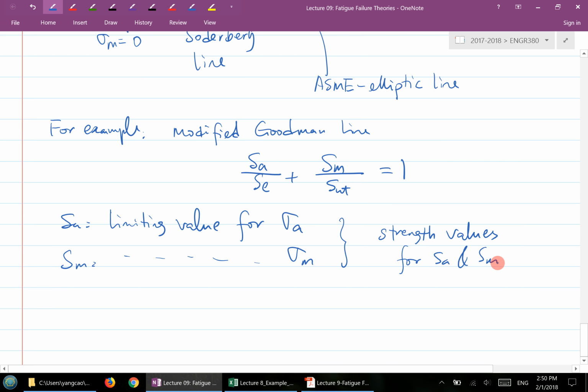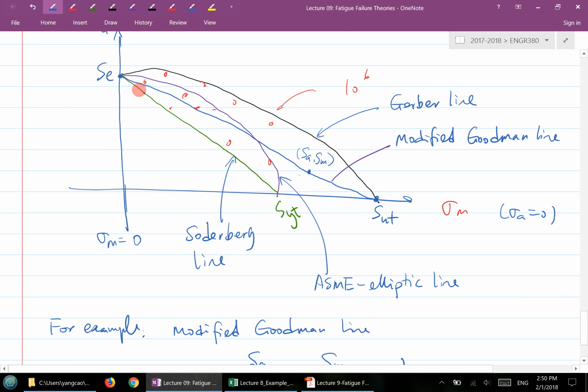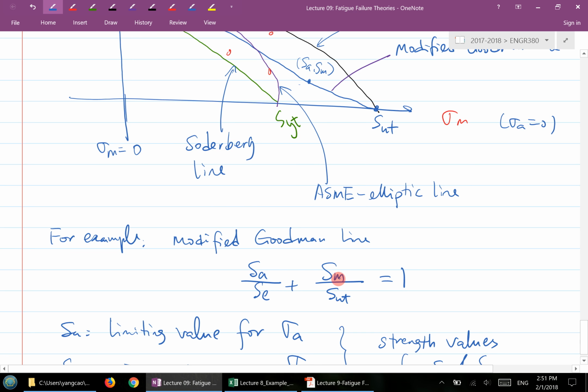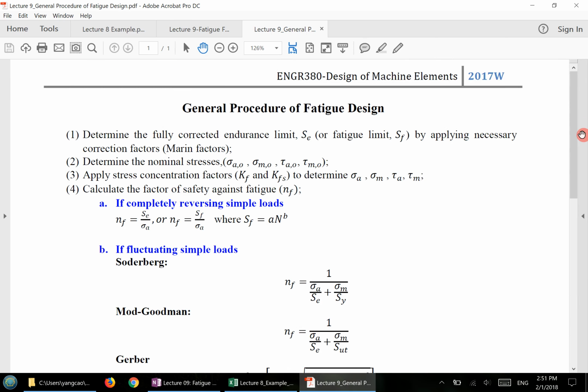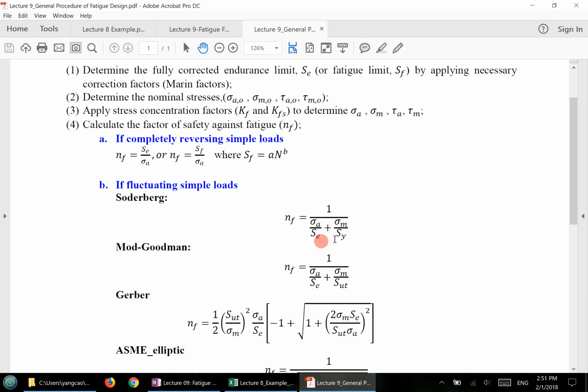So if you're just interested in the line equation, the symbol is SA, SM. If we're interested in calculating the safety factor, then we replace these with the actual sigma A, sigma M, and that's basically what you see in the handout. It's just 1 over that equation, then you get your safety factor, which is what we call the fatigue safety factor. Is that good?